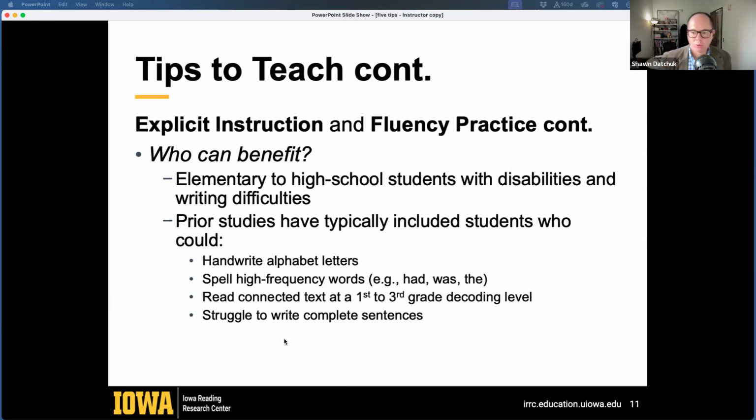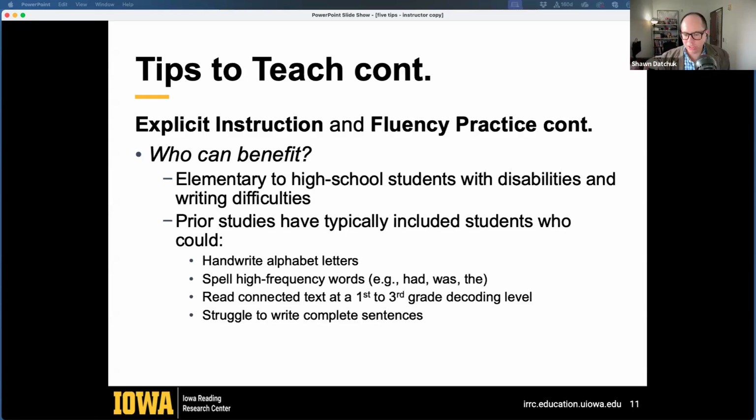So who can benefit? Across several studies that I've done with some colleagues, we've included elementary all the way through high school age students with disabilities, including learning disabilities. And we've typically included students who can handwrite some alphabetic letters. Now, they need to be able to write at least something. The reason being is since it's a writing intervention, they need to be able to handwrite. It doesn't need to be picture perfect.